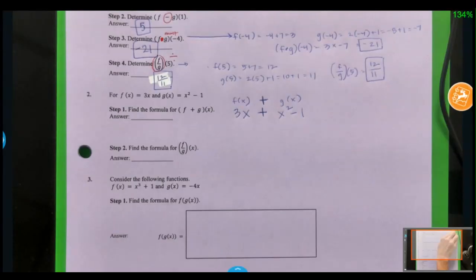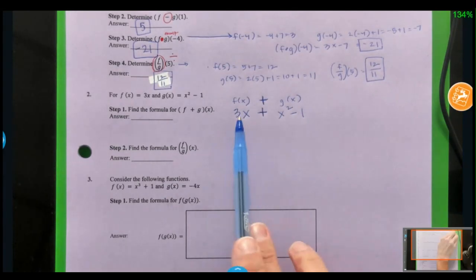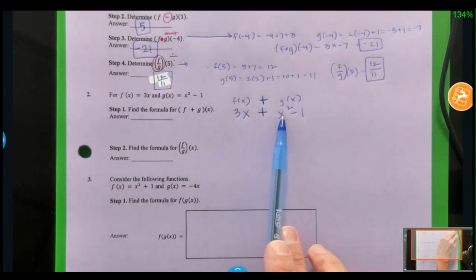Now, if you can, you want to simplify. If you can add or subtract or FOIL or reduce or anything like that, you want to. But is there anything I can do to combine 3x plus x squared subtract 1? No, this is a quadratic equation.